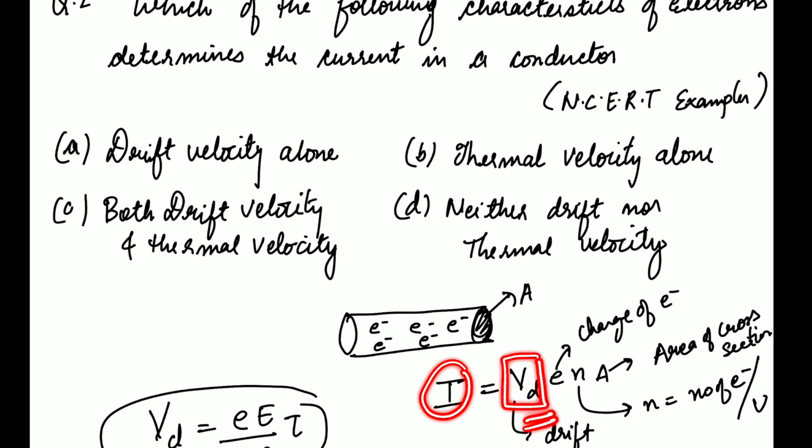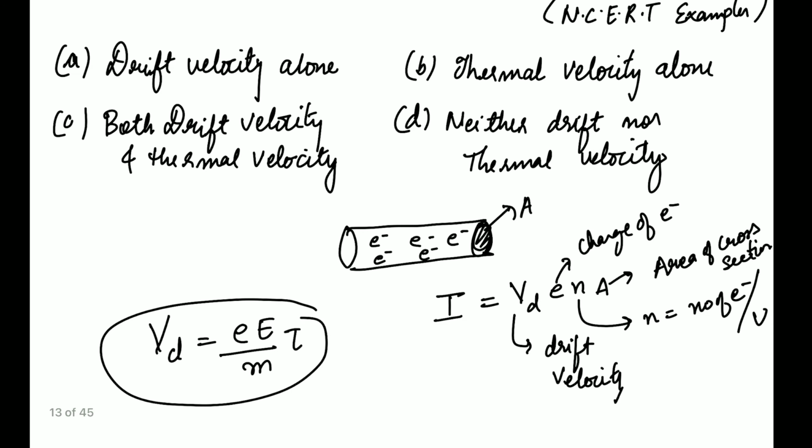So drift velocity will actually play an important role here when we talk about the current, right? Second, thermal velocity. If you have studied the drift velocity concept, then we know thermal velocity is the velocity due to the environment, that is your room temperature. Let's say we haven't connected any energy source, some kind of battery, so there is no electric field.